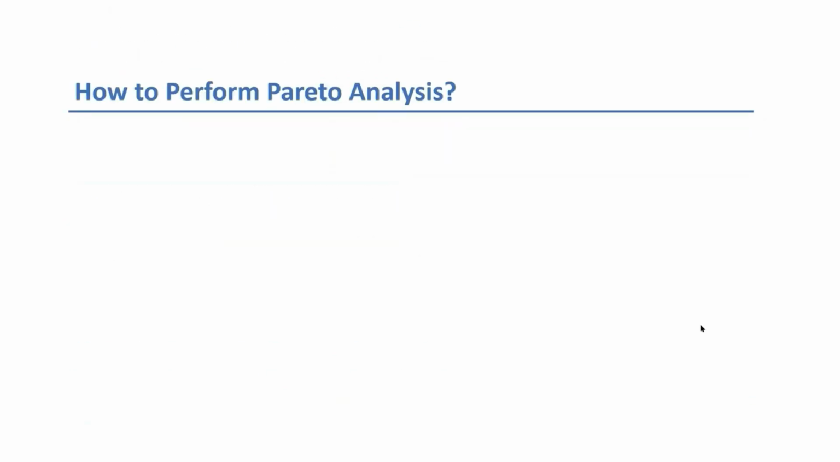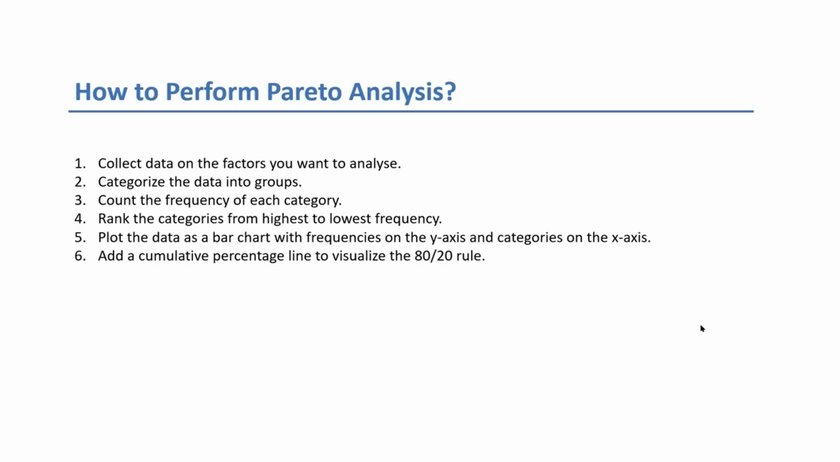How to perform a Pareto analysis? In order to perform a Pareto analysis, we must follow these steps. First, we have to collect the data on the factor we are trying to analyze. After that, we will categorize the data into groups, and then we will count the frequency of each category. We will rank the categories from highest to lowest frequency. Then we will plot this on a bar chart with frequencies depicted on the y-axis and categories spread on the x-axis. And at last, we add a cumulative percentage line to visualize the 80-20 rule.